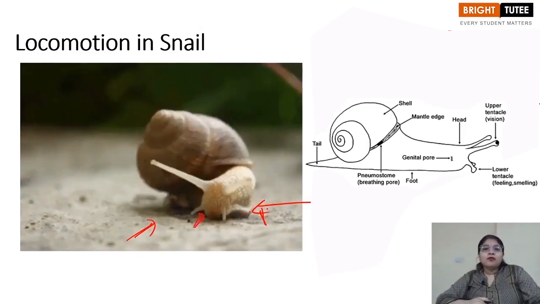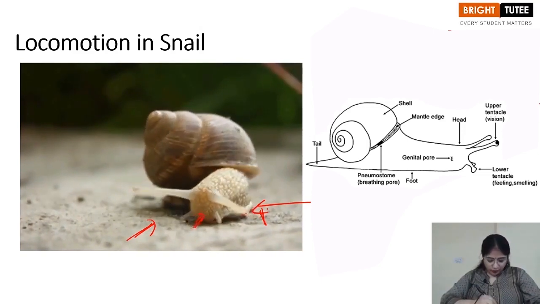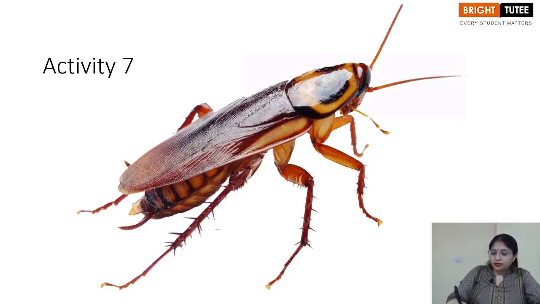So once we've observed the locomotion in the earthworm and in the snail, next we are going to move on and understand the movement of an insect, and what we are going to do is observe a cockroach, right? So we are going to observe a cockroach to understand the movement of this particular insect. Once we do that, we will be able to understand to an extent the movement of other insects as well.